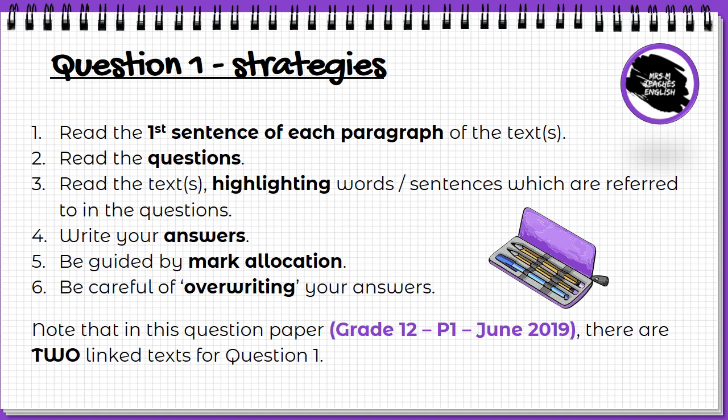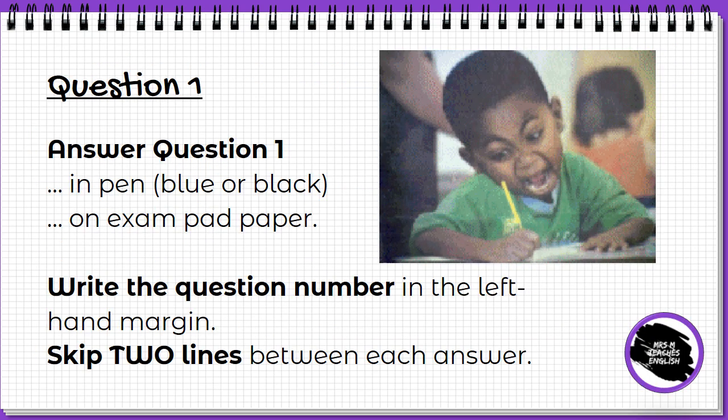Use the mark allocation as your guide to the length of the answers. As a rough guide, use the doubling principle. 2 marks is 4 lines of writing, 4 marks is 8 lines of writing, etc. You're now ready to begin. Spend the rest of today's lesson answering question 1.